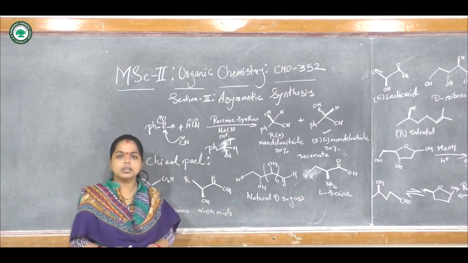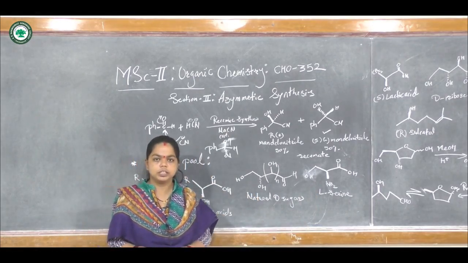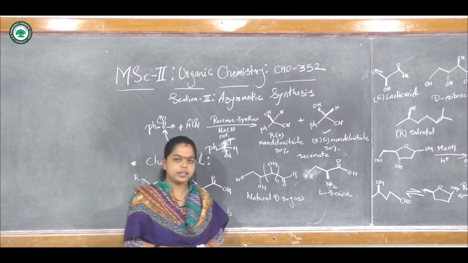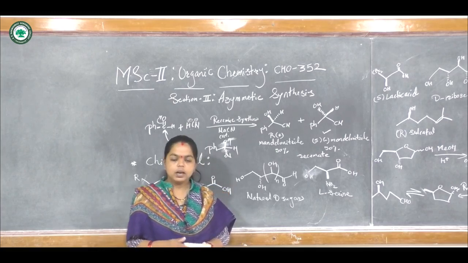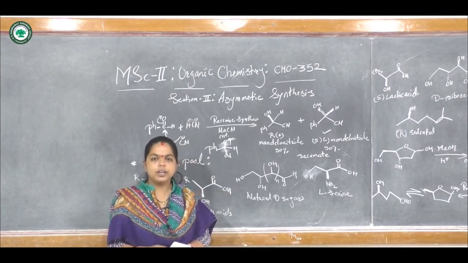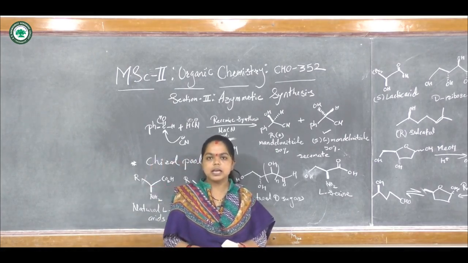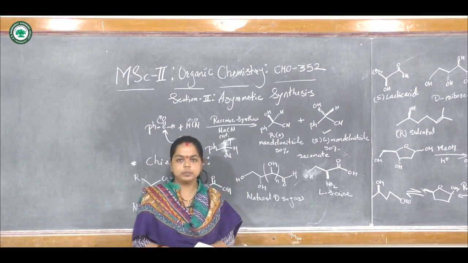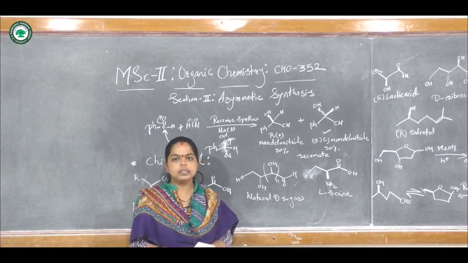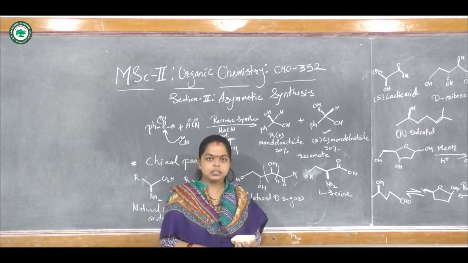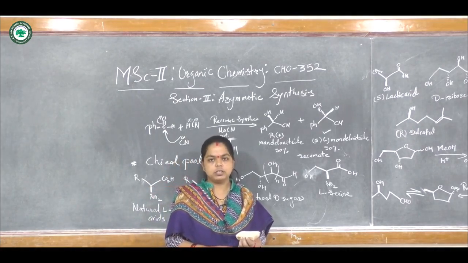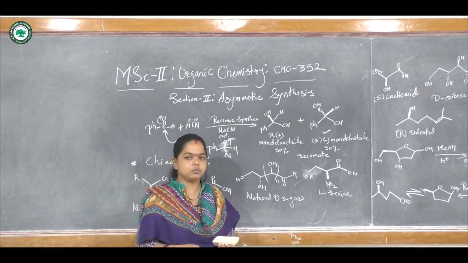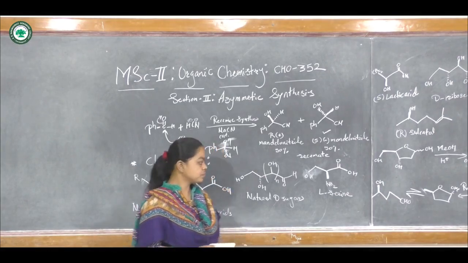Now the next point in the asymmetric synthesis we are going to study is the chiral pool or chiral pool strategy. In asymmetric synthesis we are going to synthesize only a single enantiomer. So chirality should be introduced in the reaction either in the substrate, solvent or the reagent. So we have to design the synthesis that will make one enantiomer.